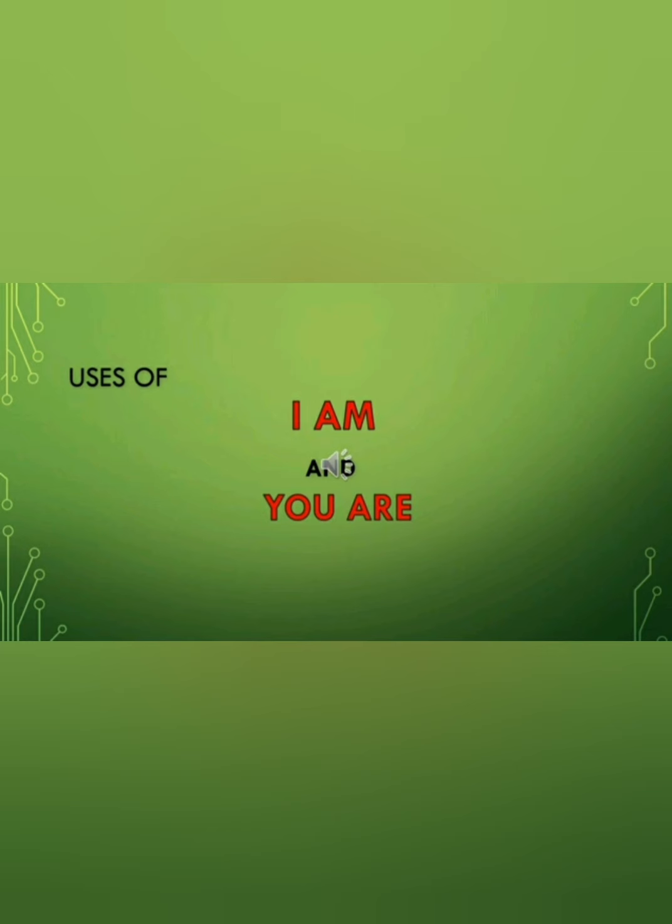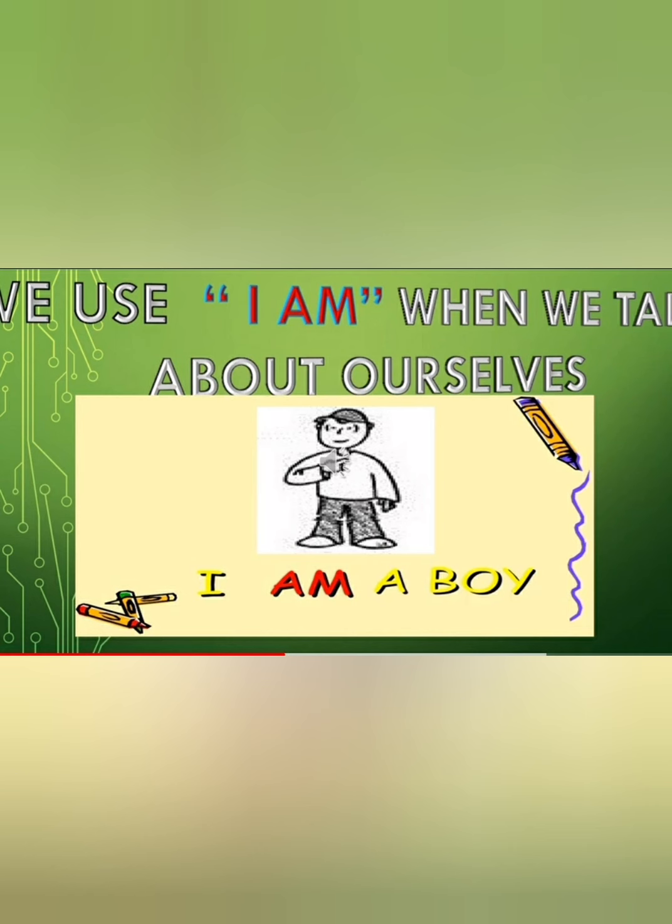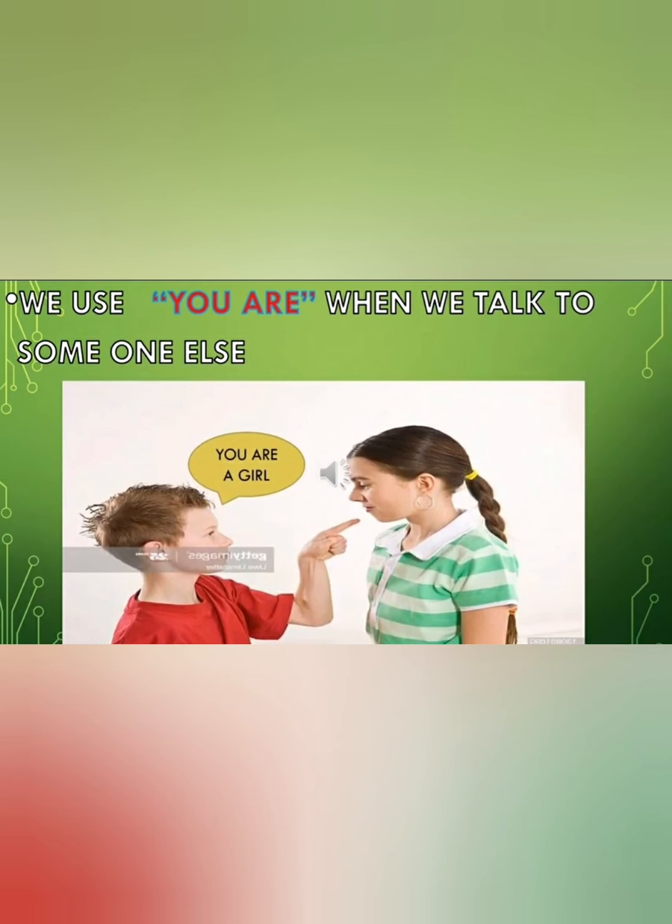So today our topic is the uses of I am and you are. So children, we use I am when we talk about ourselves. For example, I am a boy, and we use you are when we talk to someone else. We talk about someone else. See in this picture, the boy is saying you are a girl.